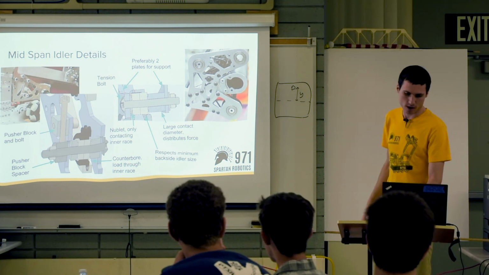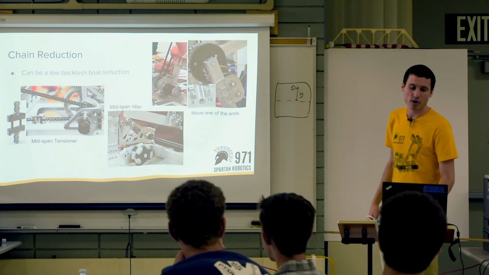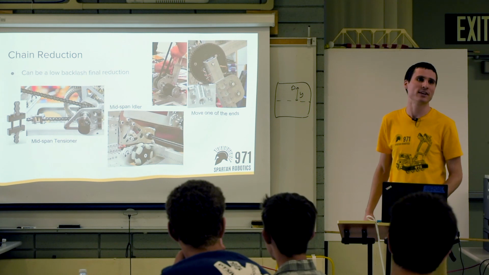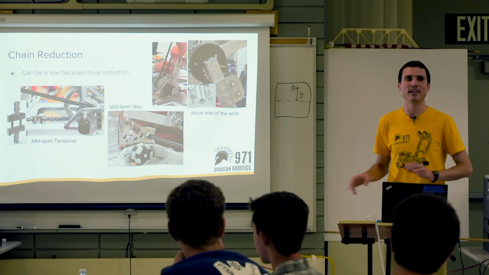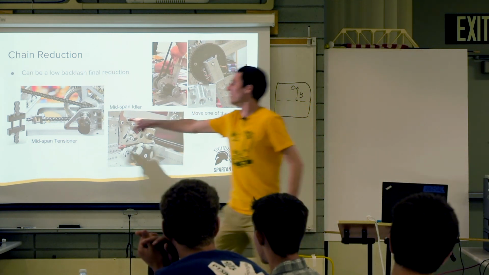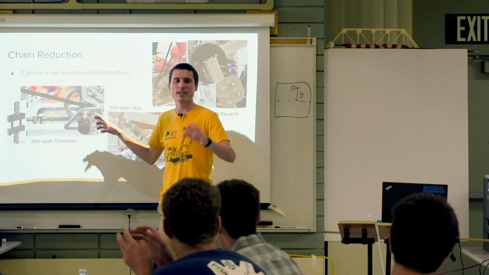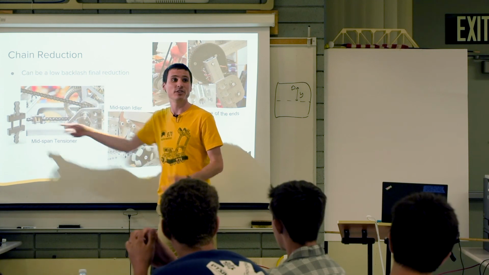That's a good question. So let's see. If we had a really long span of chain, the first thing I'd do is see if you could put a midspan tensioner idler in there. That's the easiest. This guy is the easiest tensioner to do. You don't have to do anything fancy here. You just have two sprockets, and it's really easy to adjust.